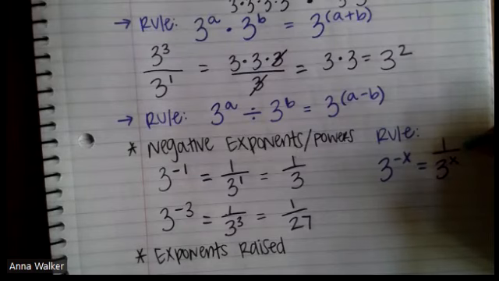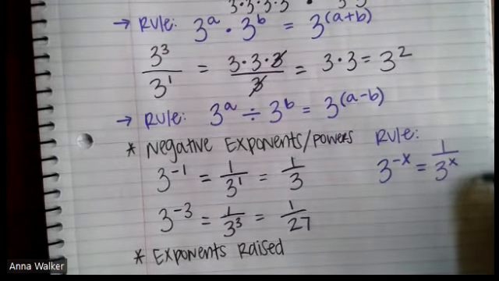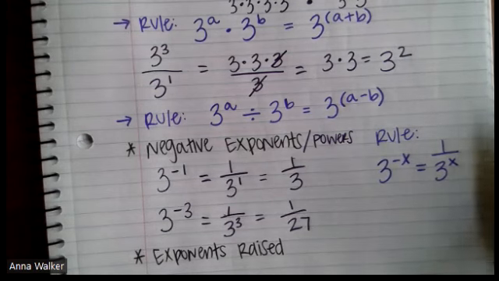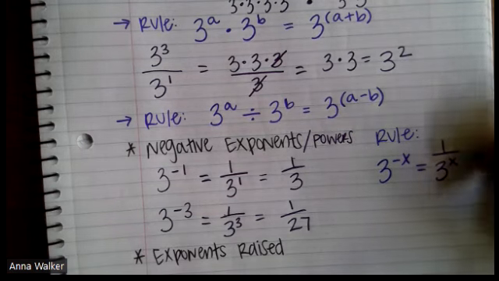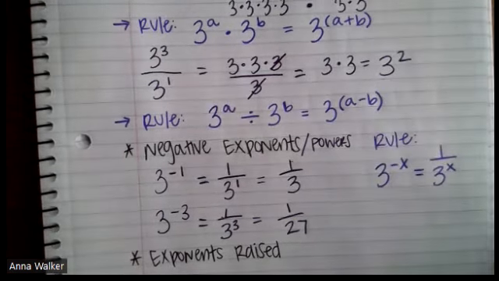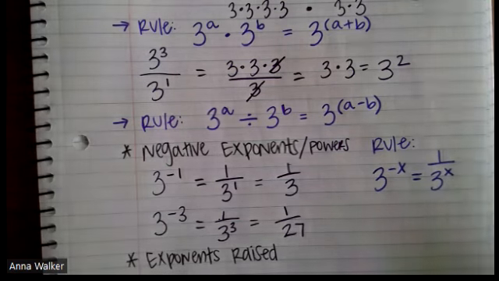And if you are curious why we do 1 over this number, in the previous video I showed you a pattern that happens with exponents. Now you can go back and look at that pattern and see that every time we're dividing by our base. So in order to keep the pattern going, we have to have these versions, the 1 over the number. Okay, so this is the rule for what happens when we have a negative power in an exponent.